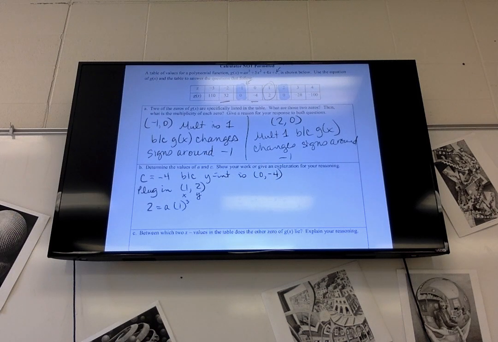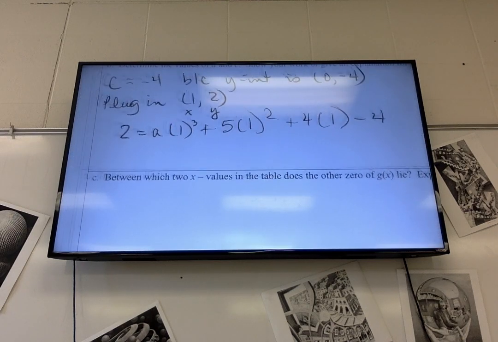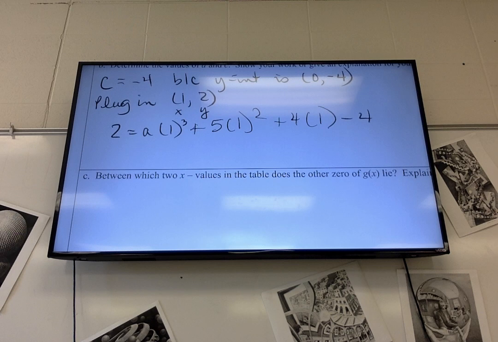Oh, I thought you had your hand up, sorry. Plus 5 times 1 squared plus 4 times 1 minus 4. So all I did was replace all the x's with 1's. Constant we already found was -4, and I replaced g of x with 2. So I got a plus 5 plus 4 minus 4. 4's will cancel. 2 equals a plus 5. Subtract 5. A is -3. And that's our work. It says show your work.